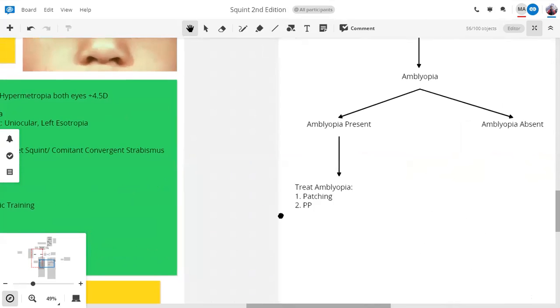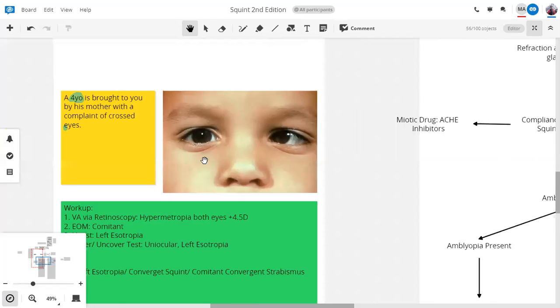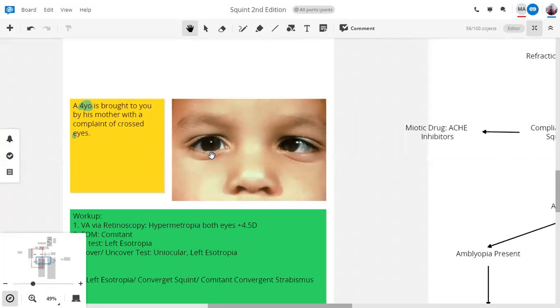So if patching is not successful, the other alternative is pharmacological penalization. We make vision with this eye impossible. How do we do that? By topically inserting cycloplegics. Cycloplegics include atropine, homatropine, cyclopentolate, and tropicamide. What do these do? They basically cause pupillary dilation.